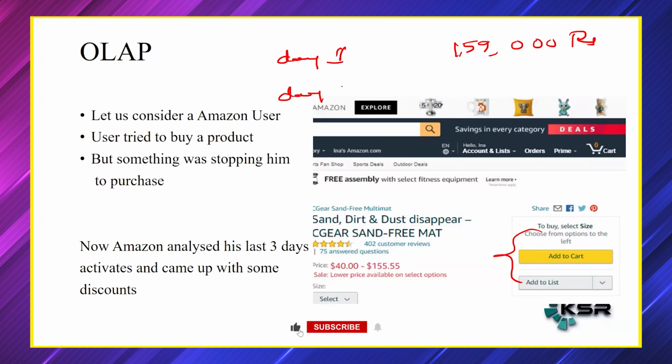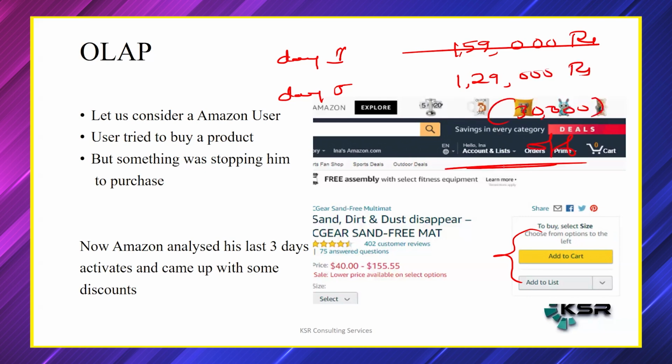Suddenly on the fifth day, I was researching. I was adding to the cart, about to buy, then something stops me. Day 5, suddenly I see that this amount was scratched and they have written 1,29,000, and they have given 30,000 off.